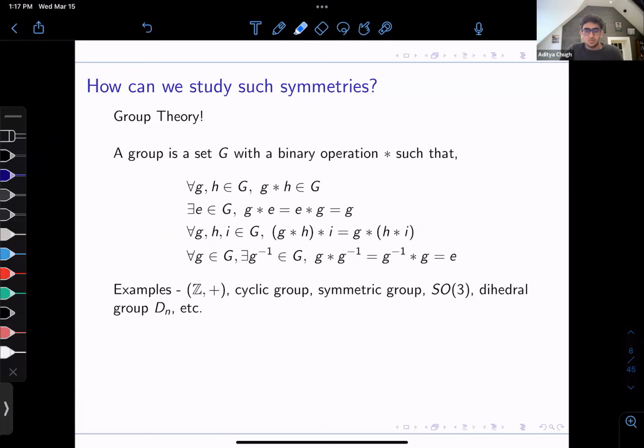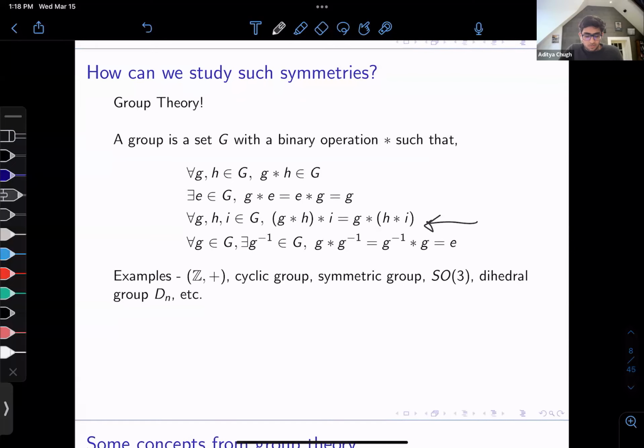Then there's associativity, which is that the brackets don't matter, as long as you multiply things in a particular order, it would be the same thing. And then a very important property is that for every element in the group, there's an inverse, which is if you multiply those two elements together, you get the identity.